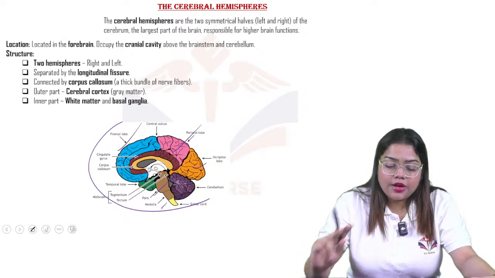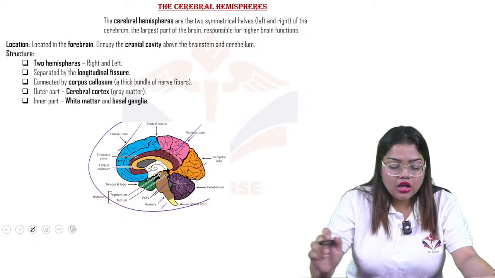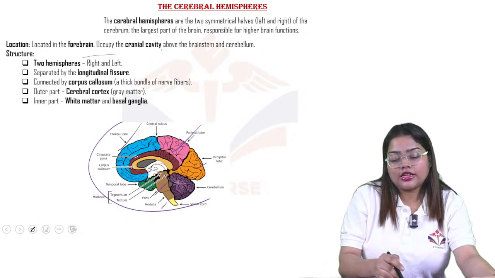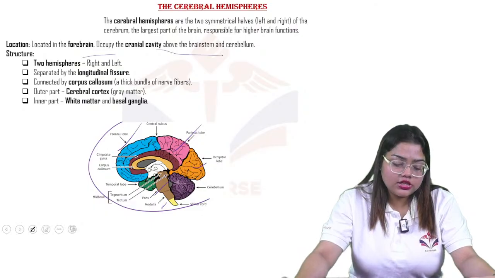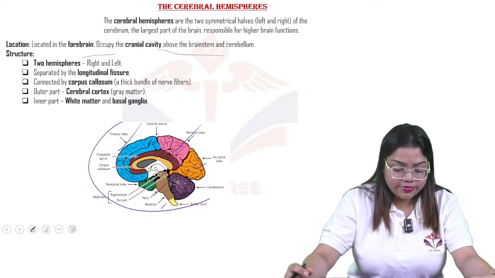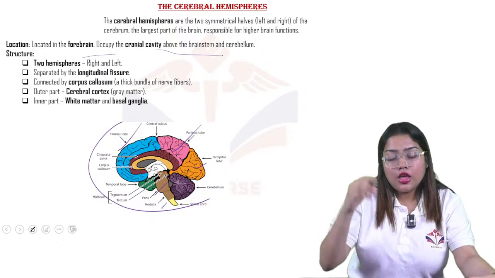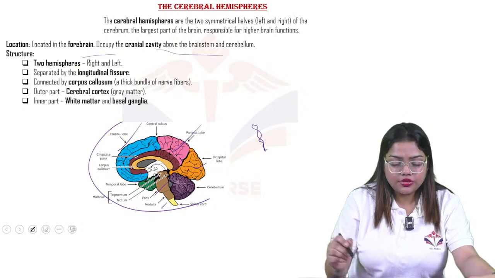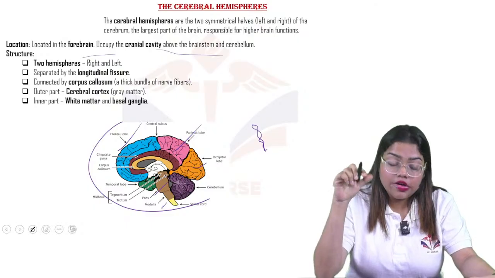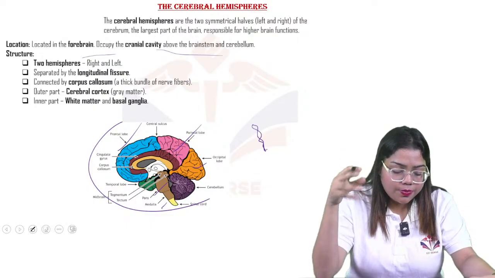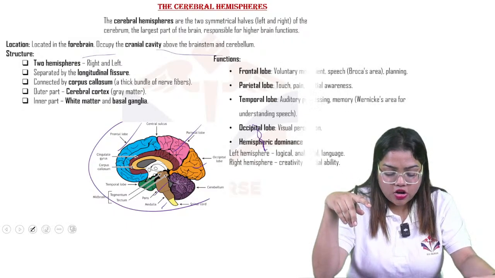This has two hemispheres, right and left. It is located in the forebrain, which occupies the cranial cavity above the brainstem and cerebellum. The two hemispheres are separated by the longitudinal fissure. They are connected by the corpus callosum, a thick bundle of nerve fibers. The outer part is the cerebral cortex or gray matter, and the inner part is white matter and basal ganglia.